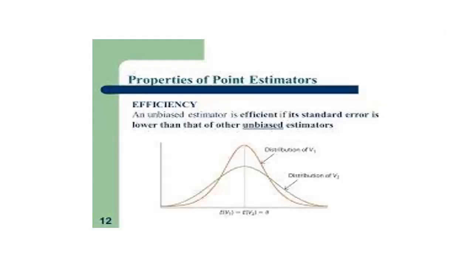Properties of a point estimator are different, and efficiency means the estimator which has the lower variance is the efficient estimator as compared to the other estimators. So if V1 has a smaller variance than V2, then V1 will be the efficient estimator.